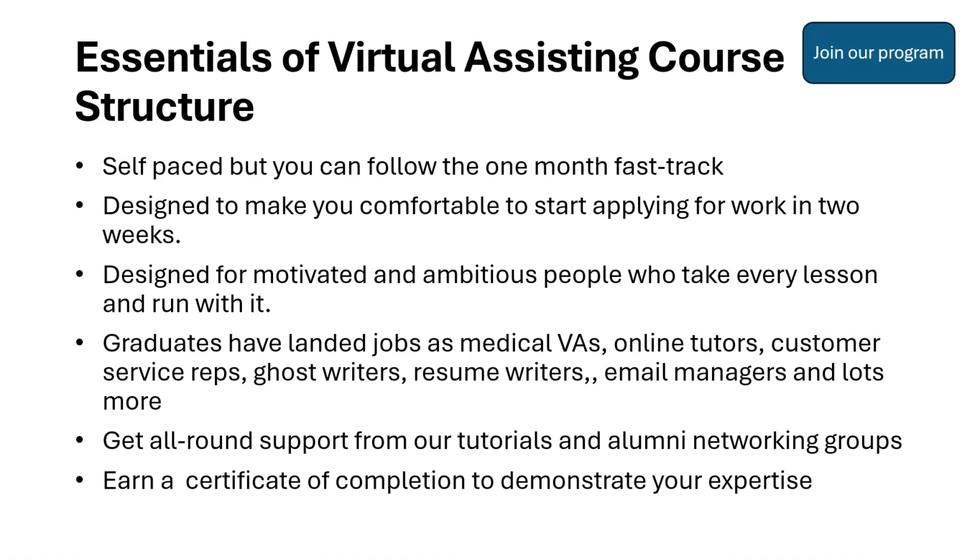And so, what are the trainings we offer you? We have two tiers of training. The Essentials of Virtual Assisting course is our primary tier, and is super generalist. It's a self-paced 1 month fast track. You can do it faster, you can do it shorter, but it's designed to be completed in 1 month because we need you to step out there and start earning. It's designed for motivated and ambitious people who take every lesson and run with it. Our graduates have landed all sorts of jobs, and some of them even land jobs in class. You will get all-round support from our tutors and alumni networking groups. You will also earn a certificate of completion that you can show to employers that you've really learned.